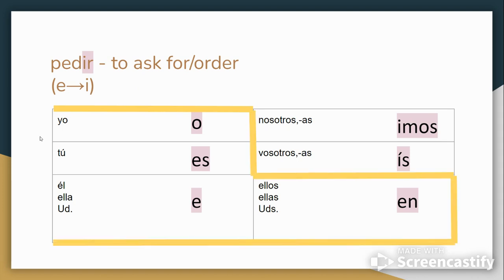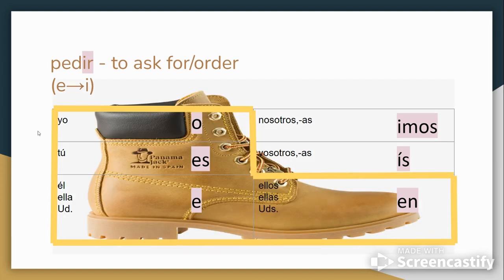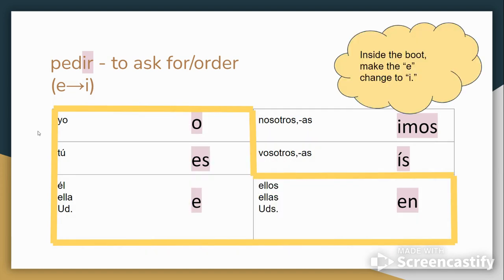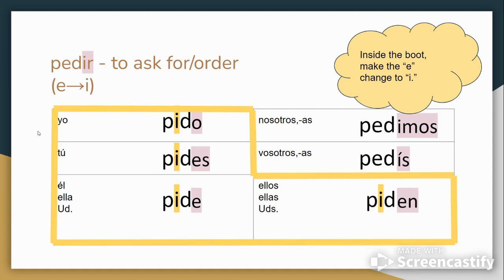We know to include the yo form, the tú form, él, ella, usted, and the ellos, ellas, ustedes forms. We're going to leave out the nosotros and the vosotros forms. It's going to look like a boot. That's why we call them boot verbs. So inside the boot, your ped is going to change to pid. Yo pido. Tú pides. Él pide. Nosotros is going to go back to ped. Pedimos. Vosotros pedís. Ellos piden.